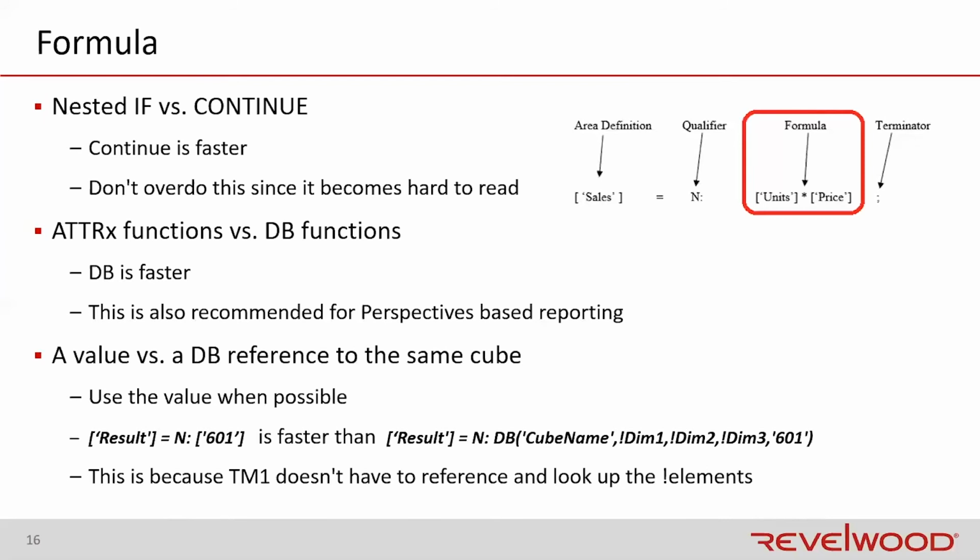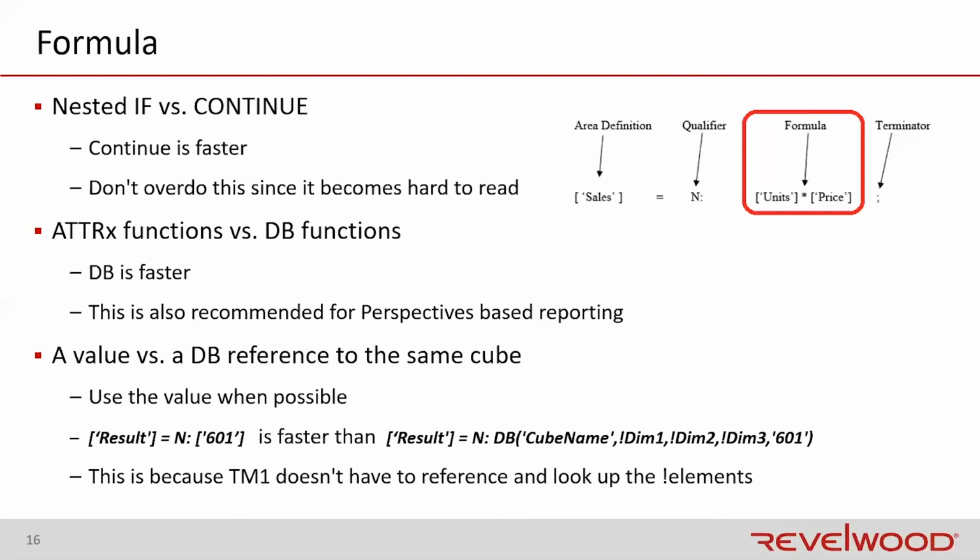But really what I'm doing is I'm saying the element called result is going to get populated at the n level, only at the base level, for whatever's in 601. That's going to be faster than saying result equals n:db, cube name, comma, dimension 1, comma, dimension 2, etc.